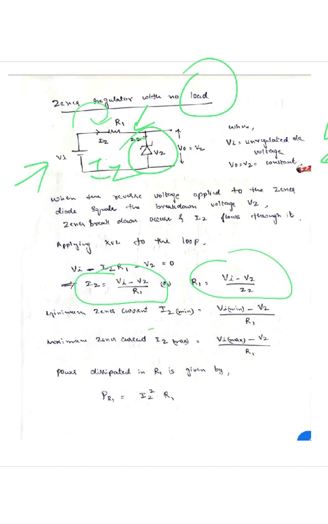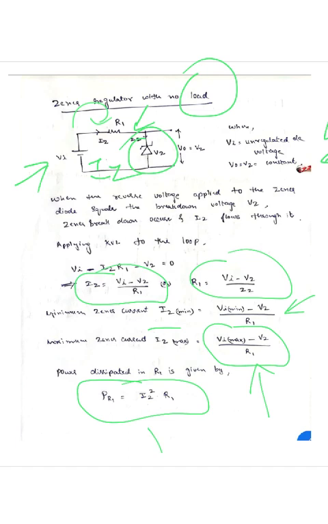So minimum Zener current is given by Vi minimum minus Vz divided by R1. Maximum Zener current Iz maximum is given by Vi maximum minus Vz divided by R1. Total power dissipated in R1 is given by PR1 is equal to Iz square R1. So when we want the minimum Zener current, we use this formula. When we want the maximum current, we use this formula.